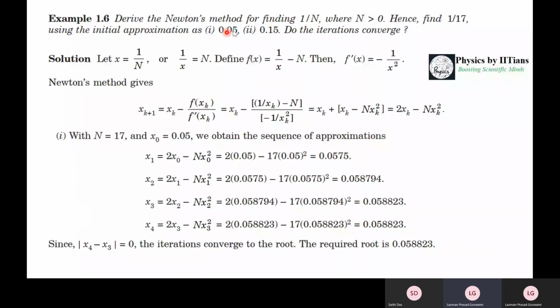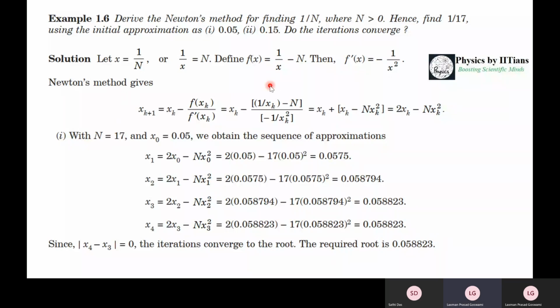The next question we can discuss with the Newton-Raphson method: suppose we want to find the value of 1 by n. You can define x equal to 1 by n, and this can be rewritten as 1 by x equal to n. So we can define a function f(x) equals 1 by x minus n. The derivative of this function will be minus 1 by x square.